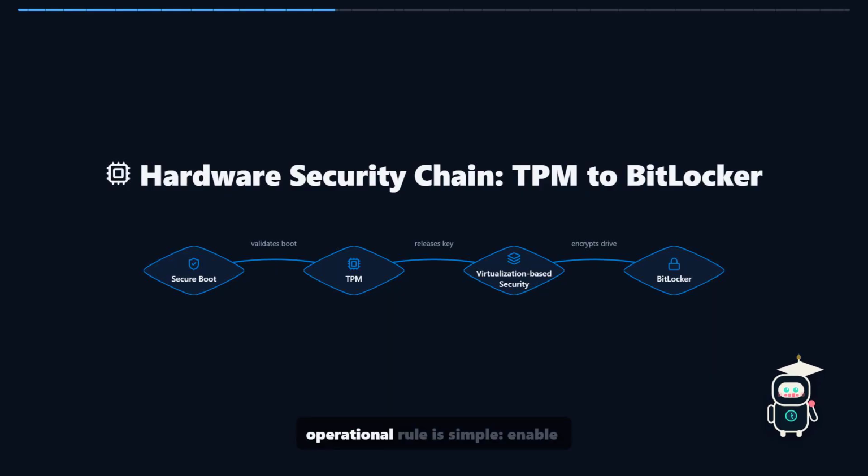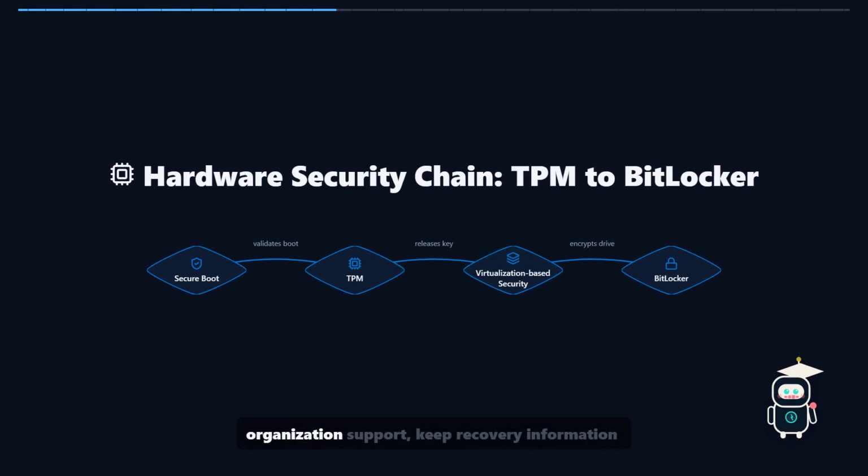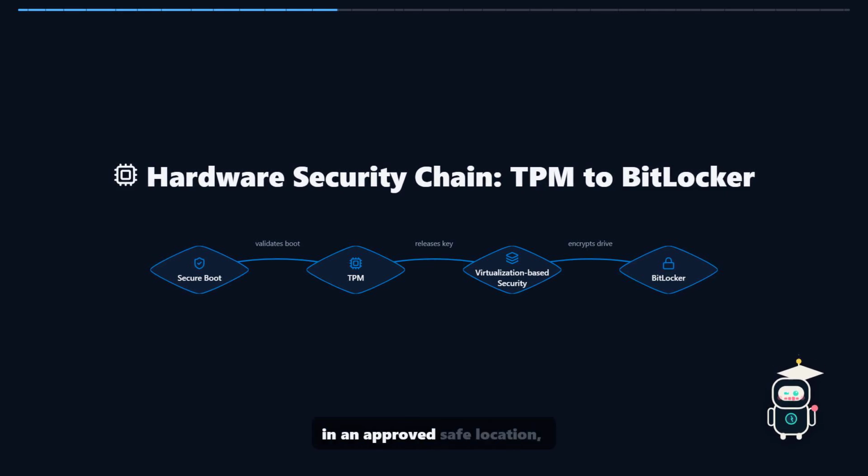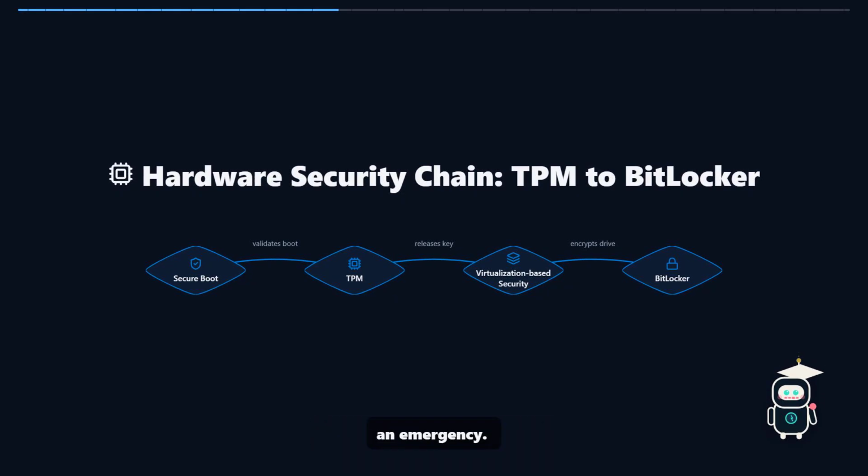The operational rule is simple. Enable the protections your device and organization support, keep recovery information in an approved safe location, and test the recovery process before you need it during an emergency.